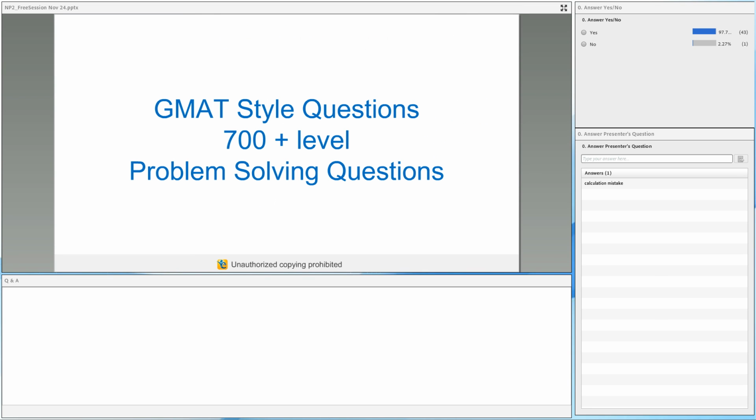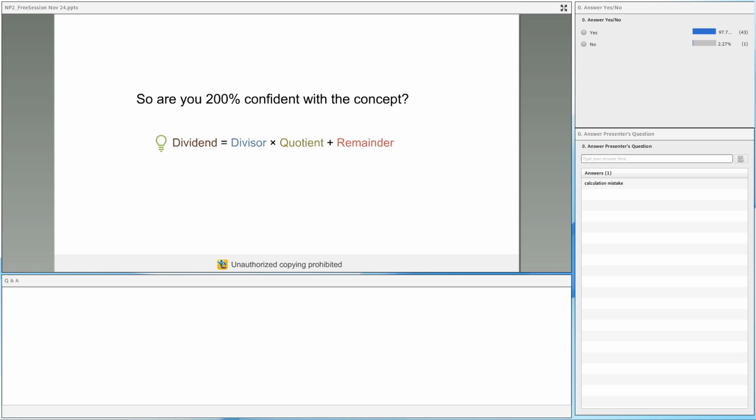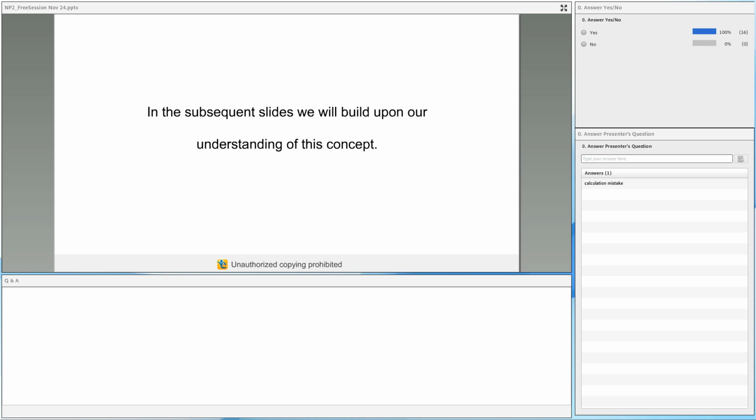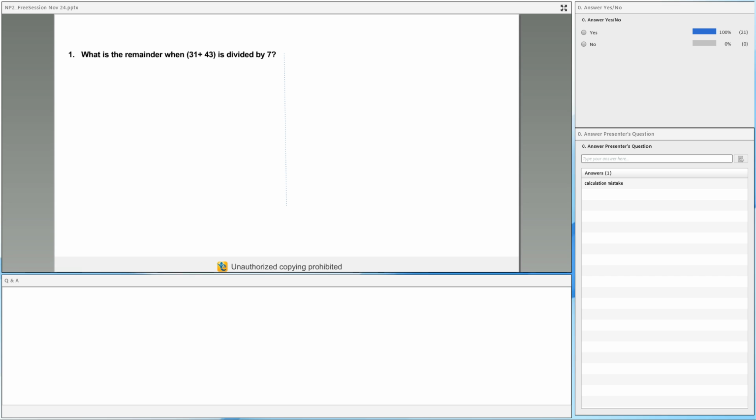Now with that, let me come to the second part of the PS question, where we are going to discuss 700 plus level questions. But before doing that, I hope now, from the result, it's quite evident that most of you are comfortable with the concept. So let me now talk about a slightly different concept. I'm going to talk about remainders only, but now more from the point of view of expression, when we are dividing an expression by a particular number.